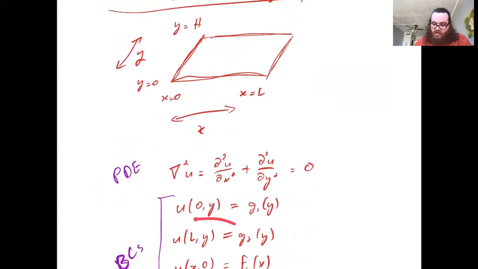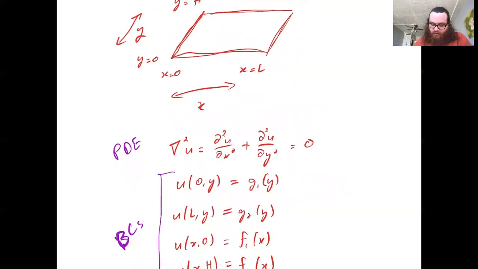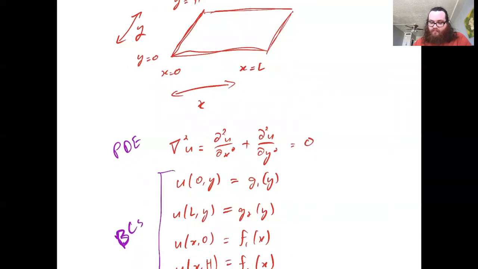Another boundary condition, u of L comma y is equal to g2. Plug in x equals L, we're looking at this line right here. We're saying the value of our solution on this line is this given function g2. And g2 we might sketch as some function like that. Similarly, u of x comma 0 is given, so we're looking at this line right here. And we're saying whatever our solution is, it has to have some profile that's given.